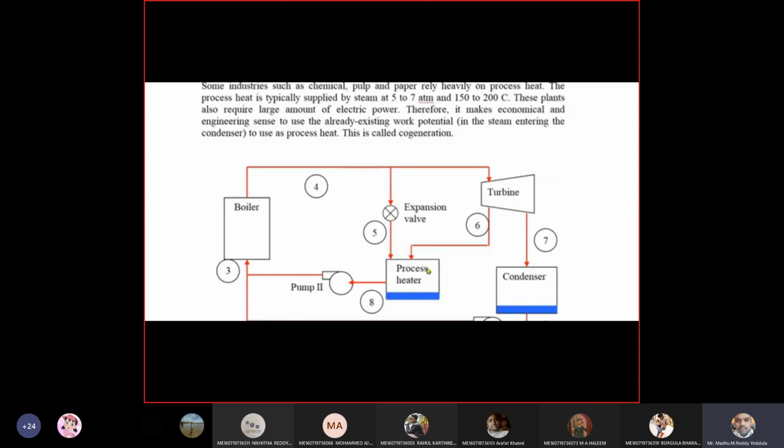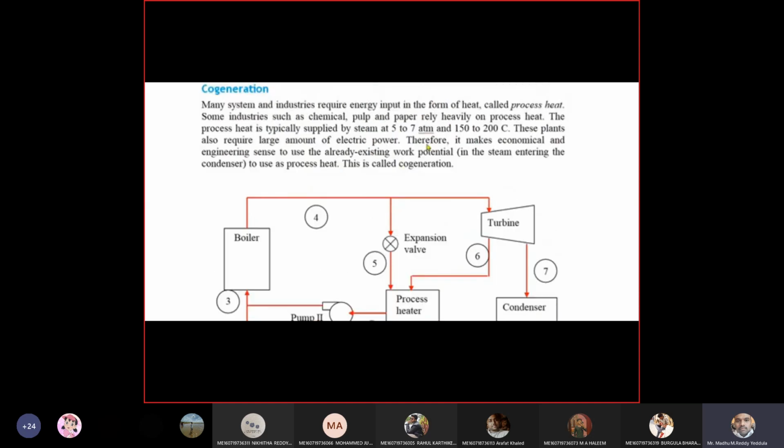That steam will be used for process purposes, any processing purpose. After that we will mix it with the water. So that is cogeneration: we are generating power as well as using the heat for the process. Usually in this process, we take the steam at 150 to 200 degrees centigrade at 5 to 7 atmospheric pressure. These plants also require a large amount of electric power. Therefore, it makes economic and engineering sense to use the already existing work potential as process heat. This is called cogeneration: we are getting electric power as well as heat.